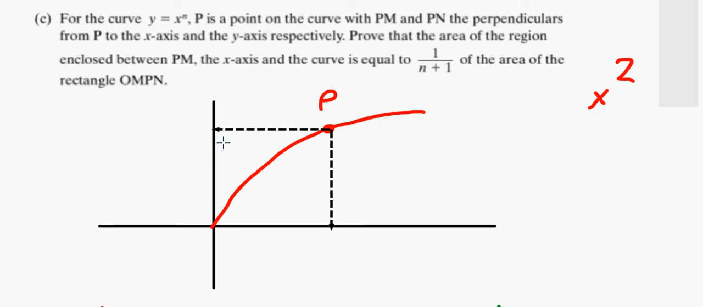There we go. Which one's N? Which one's M? Which one's N? Good man. And this one? M. Right. We're good so far. Right. Next thing.